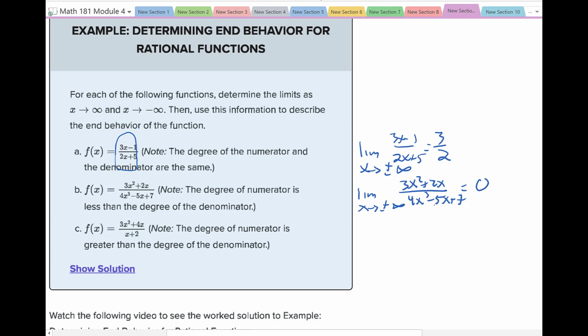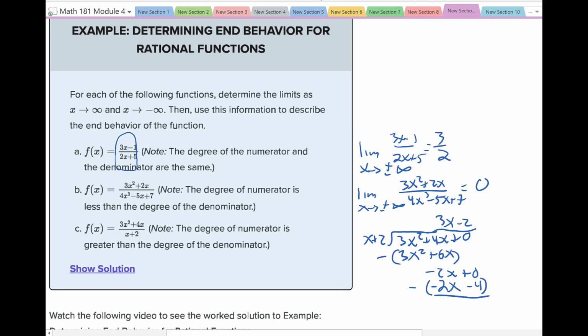In our third case, it's a higher degree on top than bottom. So for this one, we would do a division: x plus 2 goes into our 3x squared plus 4x plus 0. And I guess because it was an x plus 2, I could have done synthetic division, but I'll just do the long division. So x times what is 3x squared, and that's a 3x. So you have 3x squared plus 6x. And we're subtracting, we get negative 2x plus 0. Then x times what is negative 2, and that's a minus 2. So negative 2x minus 4, and we're subtracting, we get a 4.